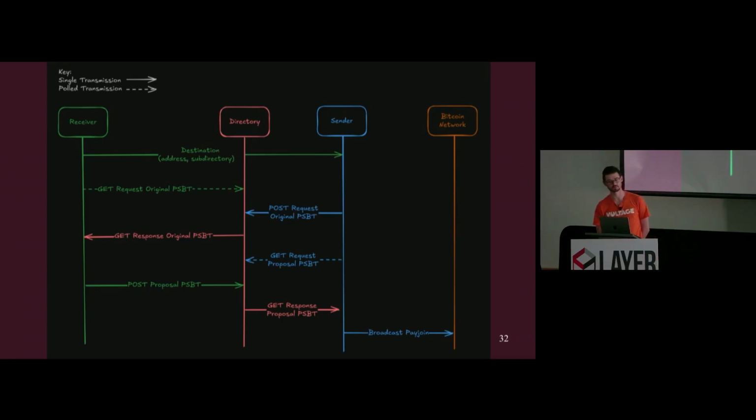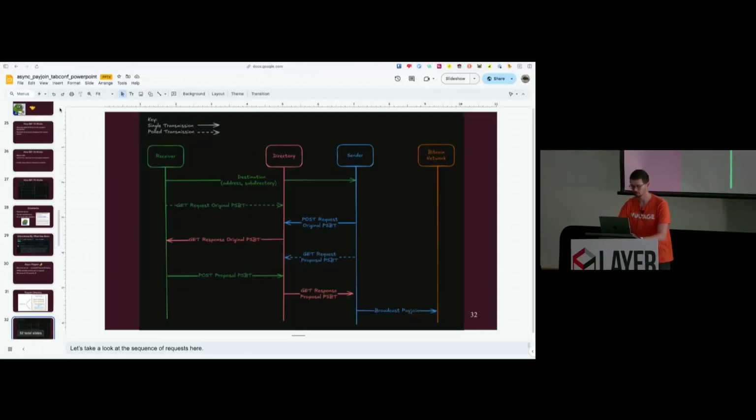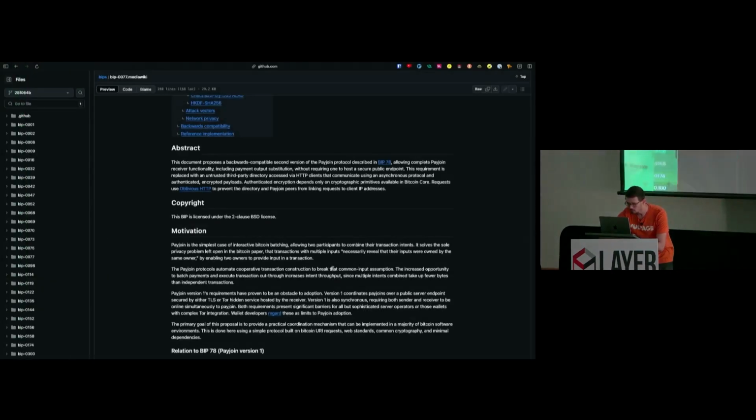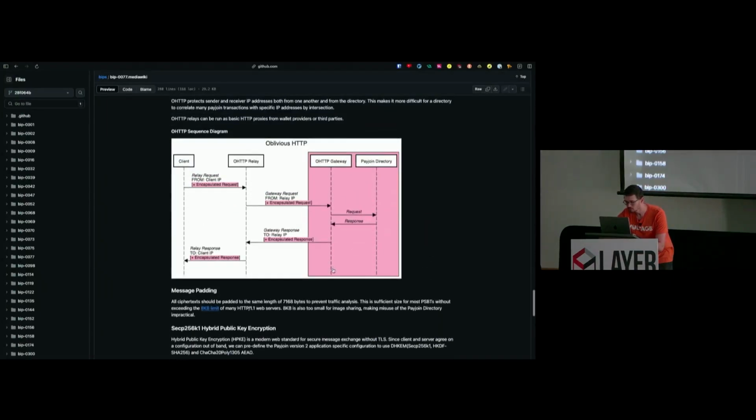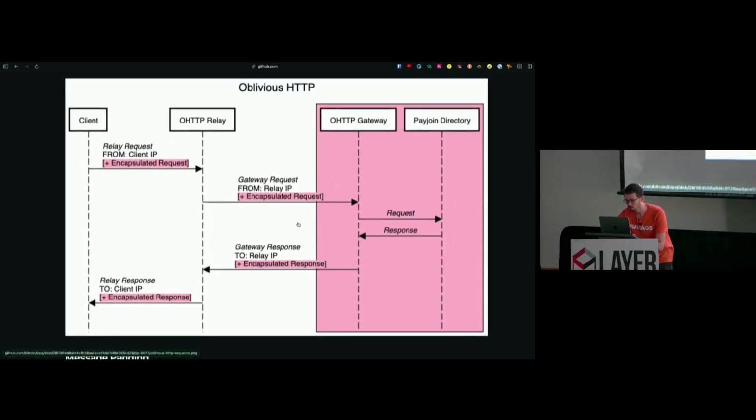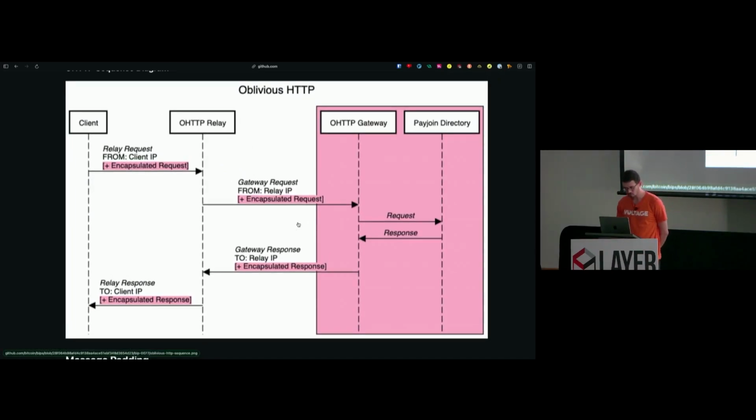It's because WebSockets is a raw TCP connection after it gets bootstrapped over HTTP, so it's very difficult to hide the IP metadata. And what's not shown in this diagram is a separate Oblivious HTTP relay that acts as a proxy for every message. So that's reason one, and reason two is for backwards compatibility. BIP78 already used HTTP, so by continuing to use HTTP, the V1 senders can send to V2 receivers and vice versa.